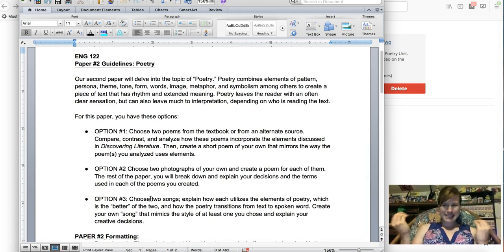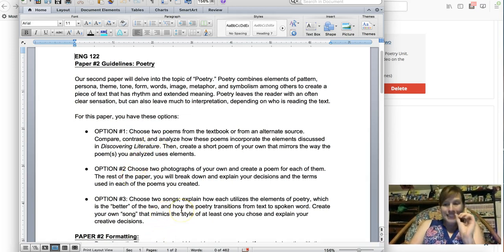That's what rap stands for. So you could take two songs and analyze them, compare and contrast them, and then for both options 1 and 3, we are going to do a little creative writing. You will notice that it says for options 1 and 3, you will create a short poem that mimics or mirrors the style of the poems or songs that you're analyzing, and then you'll explain how it does that.